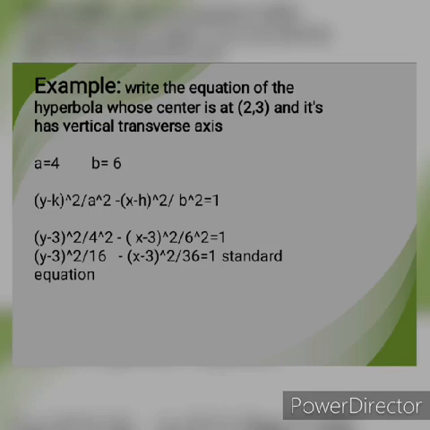Since a and b are squared, we're going to multiply each by itself. So we have (y - 3) squared over 16 minus (x - 3) squared over 36 is equal to 1. So this is now our standard equation.